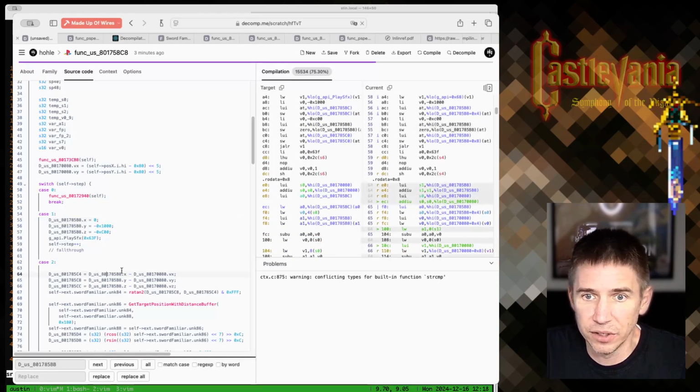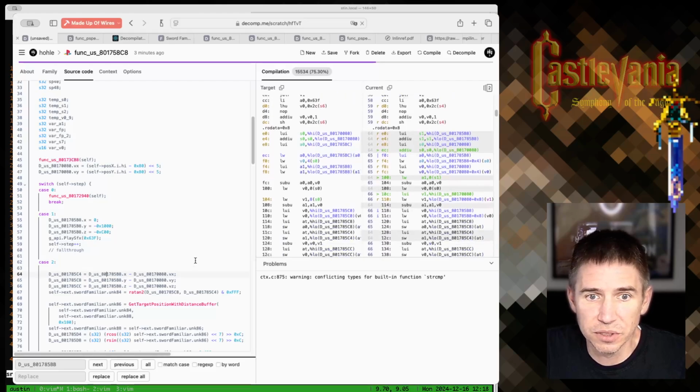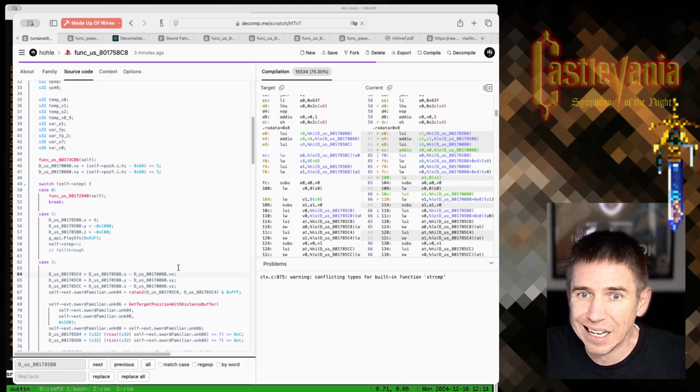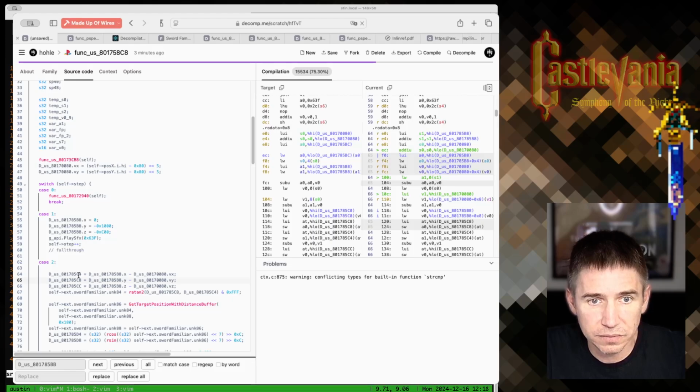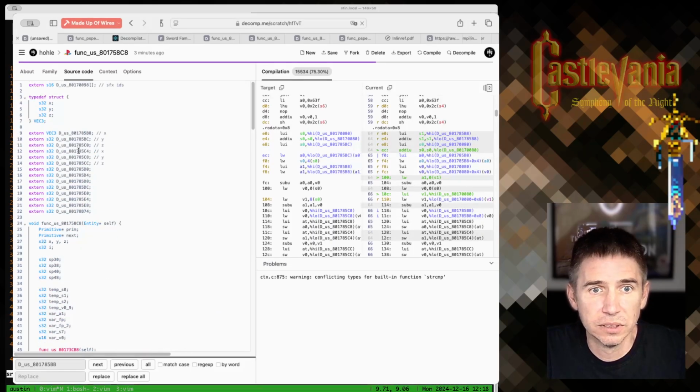And then down here on line 64, I was hoping for something similar. And I'm not seeing it. What I'm going to try is doing the same thing with C4.